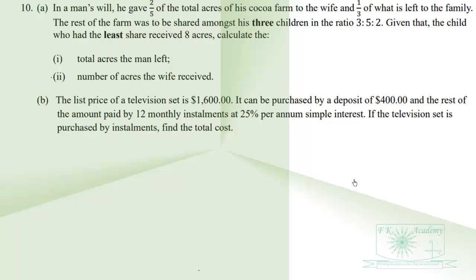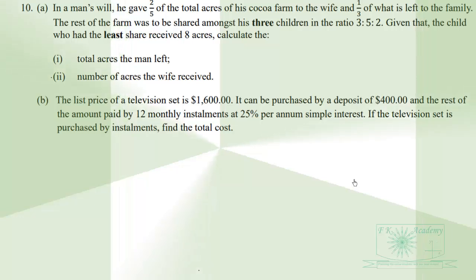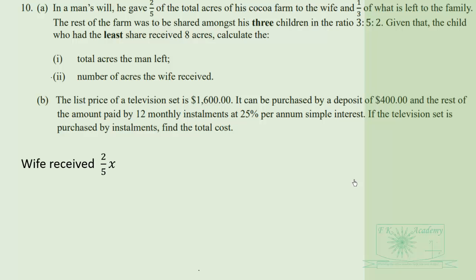In a man's will, he gave 2/5 of the total acres of his cocoa farm to the wife and 1/3 of what is left to the family. The rest of the farm was to be shared among his 3 children in the ratio 3:5:2. Given that the child who had the least share received 8 acres, calculate the total acres the man left, and the number of acres the wife received. So the wife took 2/5 of the total acres.